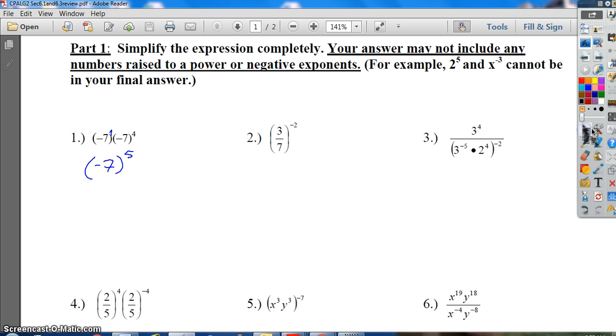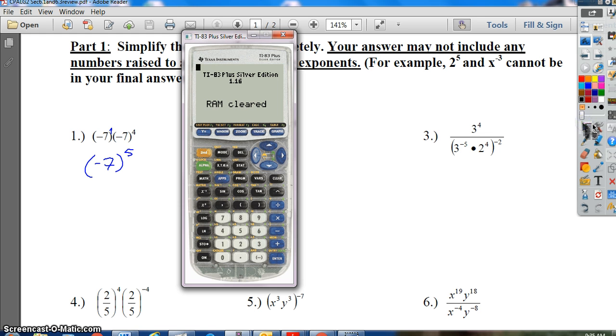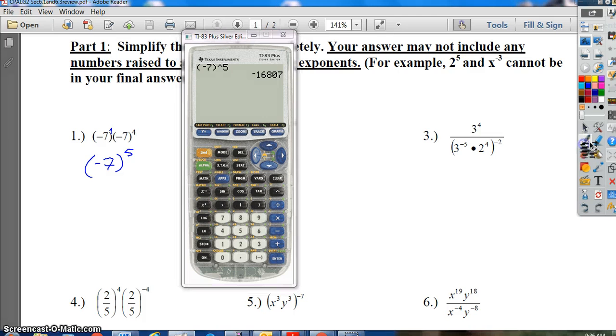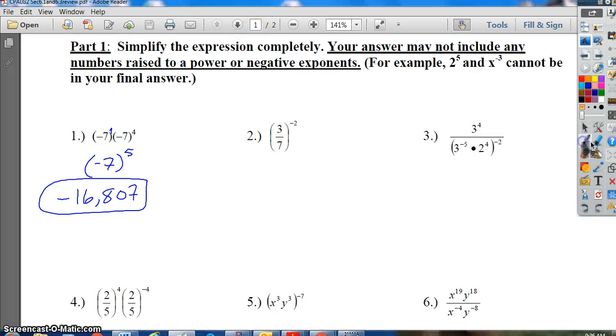So if you type that in the calculator, I can do that here quick. Right? So what I'm going to do is type in -7 and raise that to the 5th power, hit enter. There's our value, -16,807. Right? And that would be it for number 1. Close this up. Might need it later.